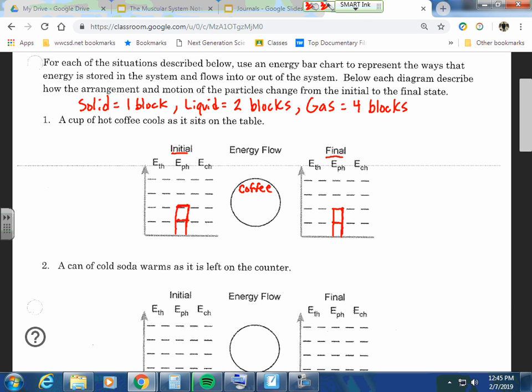Now, the thermal energy is going to depend on whatever you want it to do. It's going to be different, but this is where we have to think about it a little bit. Okay?